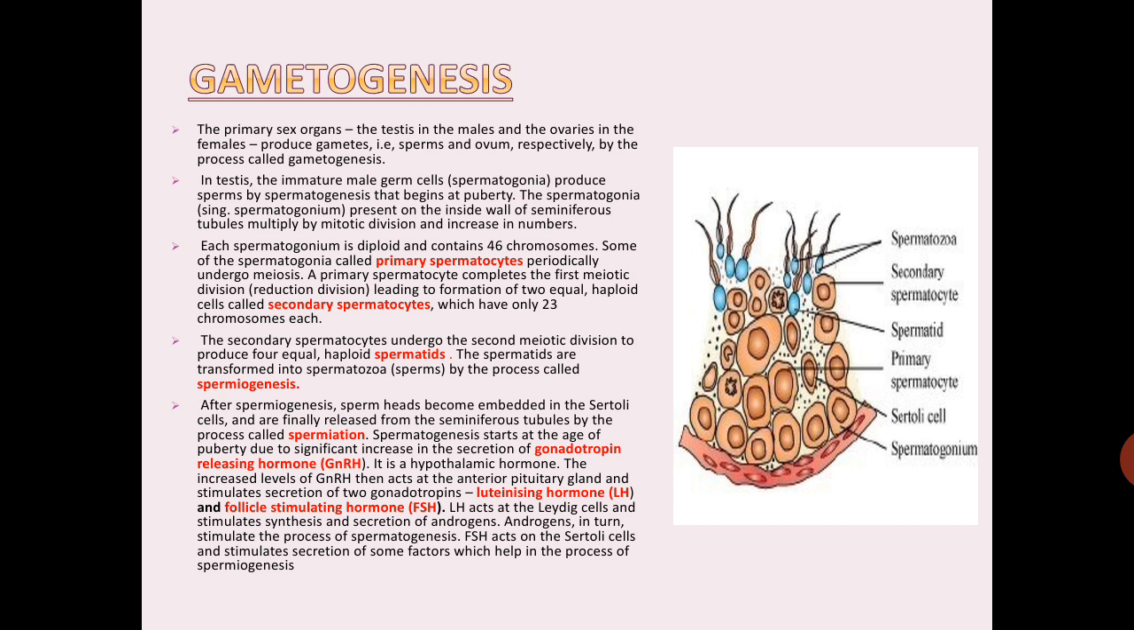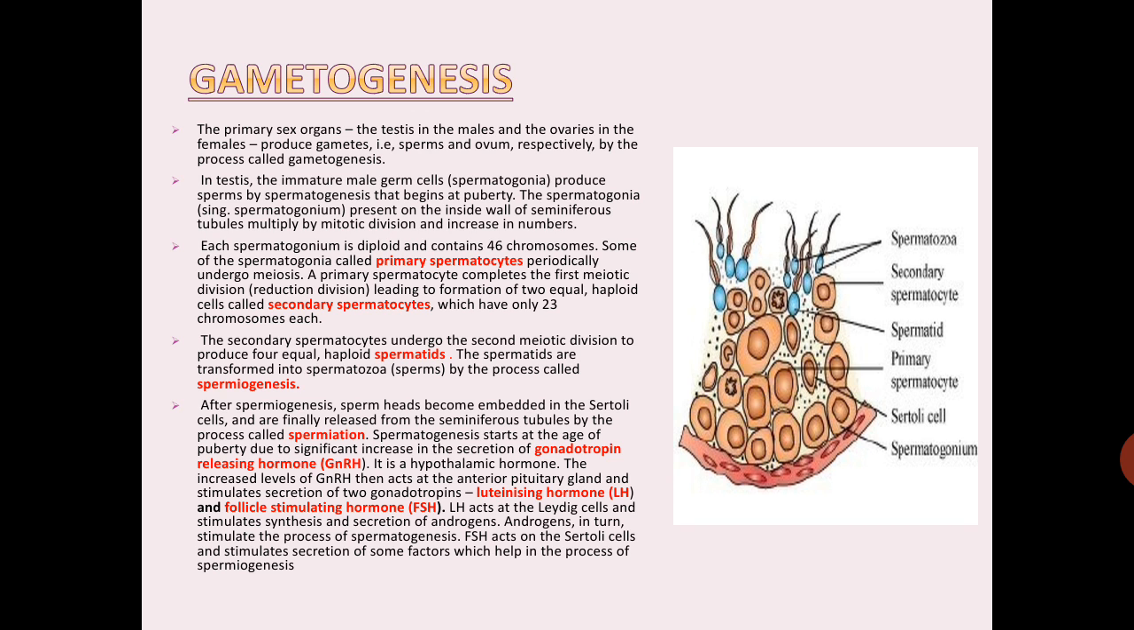Now the secondary spermatocytes undergo the second meiotic division to produce four equal haploid spermatids. Remember, meiosis 2 is an equational division, so the chromosome number will remain constant. So the secondary spermatocytes undergo the second meiotic division to produce four equal haploid spermatids.